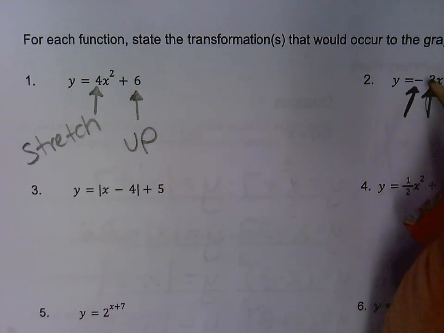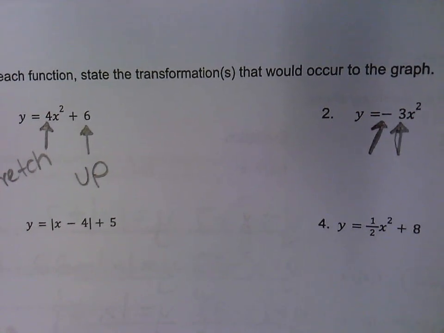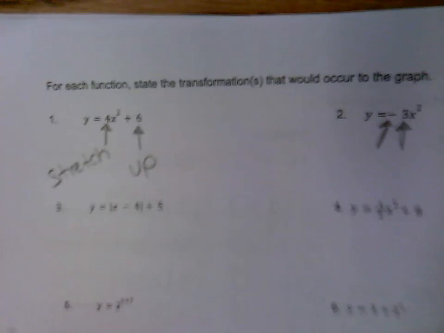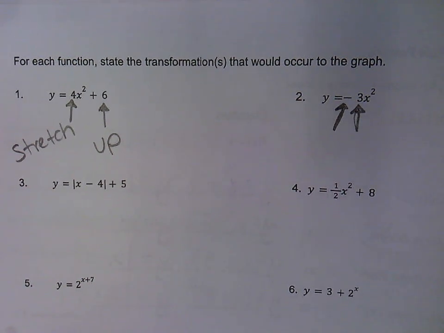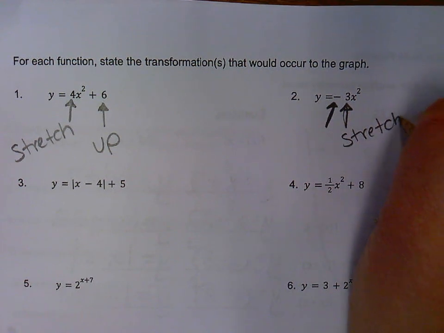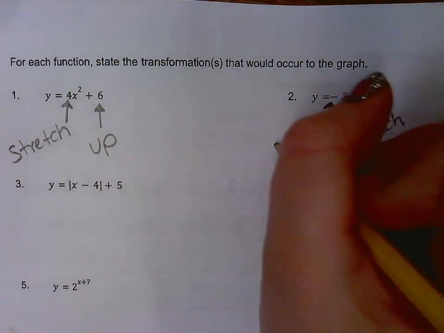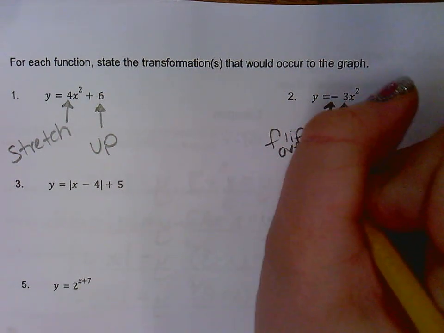I've got a negative and I've got a 3. So those are 2 different things that are happening. Well, what about down? It's not actually shifting the function down. It's getting stretched. That's what the 3 is doing. It's actually getting taller, stretching as I go up. What does the negative do? That flips it over one of the 2 axes. It's actually over the x. It's all the way upside down. So it's a flip over the x-axis.